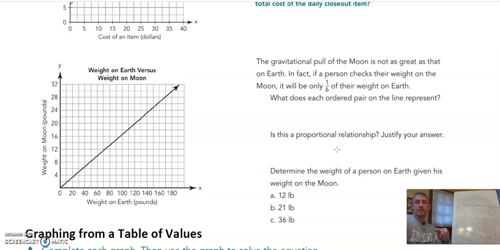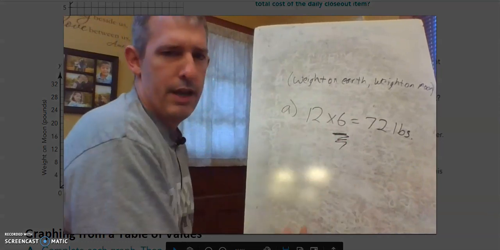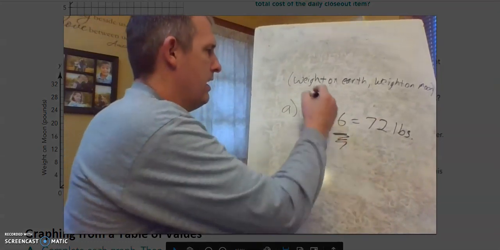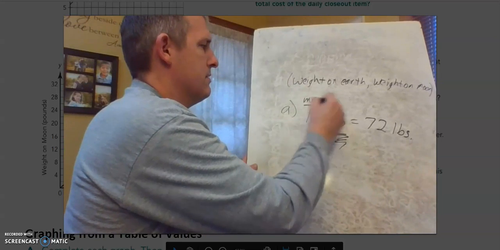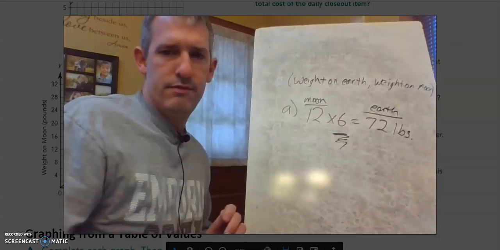Let's multiply by 6. Okay, so we need to take each of these, like 12, I need to multiply it by 6. And that's what I would get for my answer. Okay, 6 times 12, I believe, is 72. You can check at home to make sure I'm right. But the idea here, guys, is you are multiplying each of the weights on the moon times 6 to get your weight on the Earth.